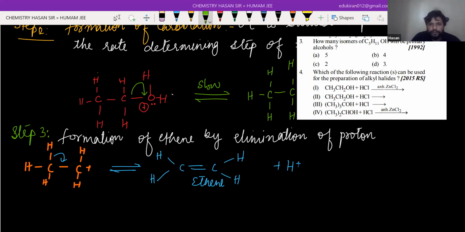Which of the following reactions can be used for the preparation of alkyl halide? First, second, and third, basically. First, second, and third. You can see anhydrous ZnCl2. That means Lucas reagent, so this will go easily. This is tertiary, so we don't need anhydrous ZnCl2. Third will also go. This is for secondary, ZnCl2. So one, third, and fourth. Three answers will be there. Is that clear, Mom? Yes.